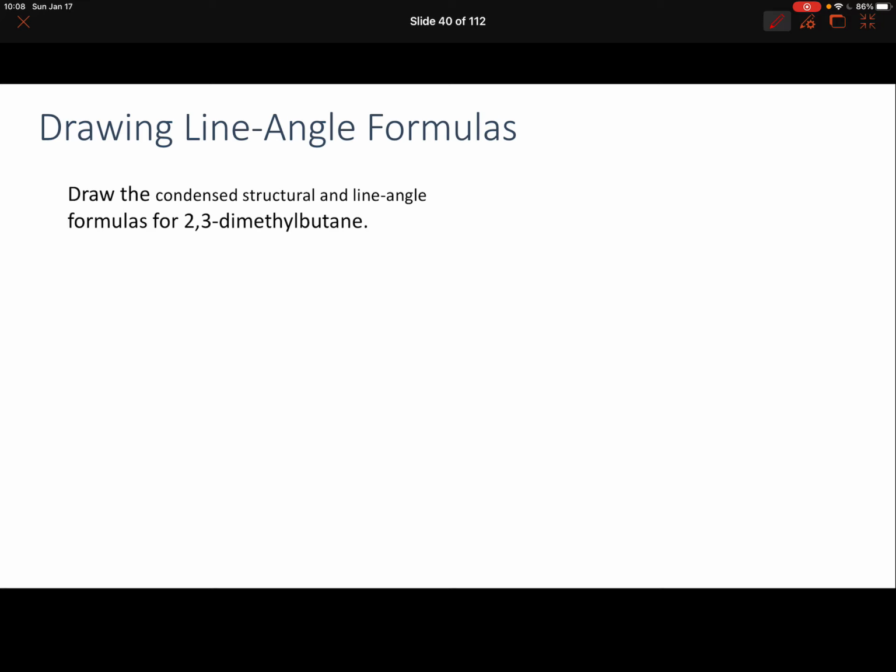Drawing line angle formulas. So, let's draw the condensed structural formula and line angle formula for 2,3-dimethylbutane. So first thing you need to do is draw the main chain for the condensed structure. If I was doing line angle, that's easy. Well, it should have been prettier looking than that, but there we go. My line angle.